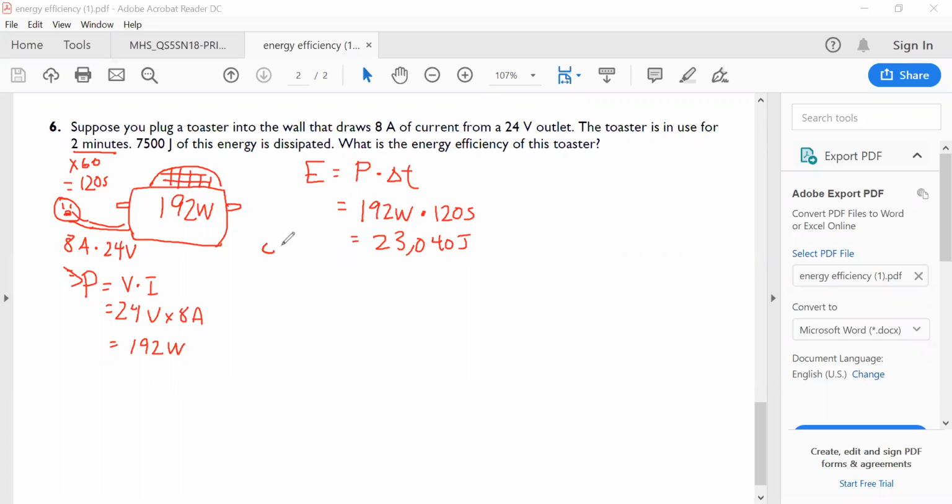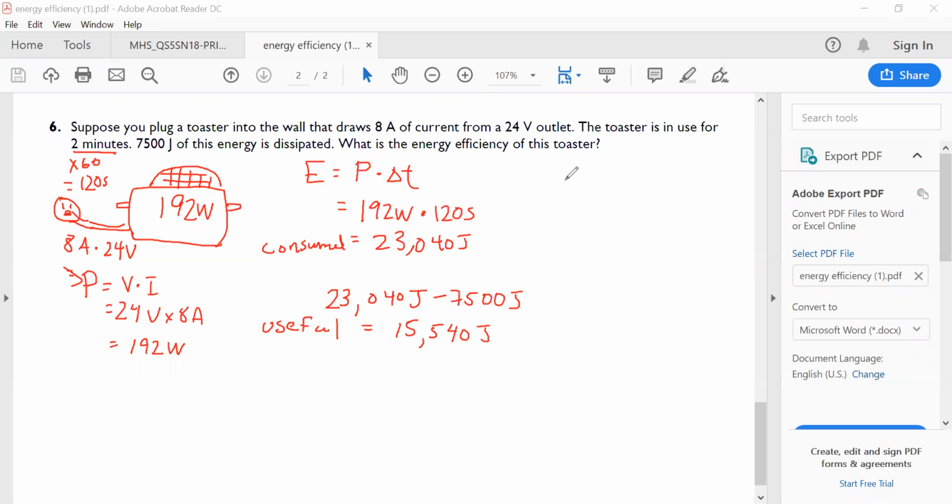So this is the amount of energy consumed. They also tell you that there's a certain amount of energy dissipated. So I'm now going to take 23,040 joules and subtract 7,500 joules from this amount, and I now have 15,540 joules of energy that is useful. That actually goes towards heating up my Eggo waffle.